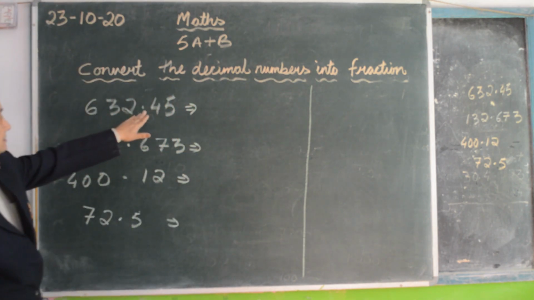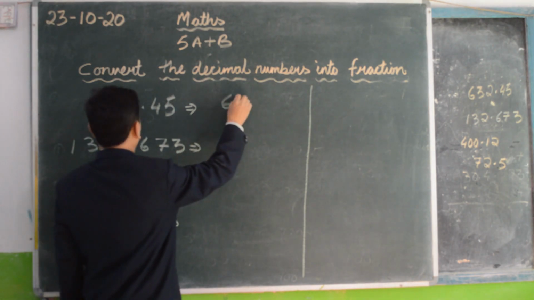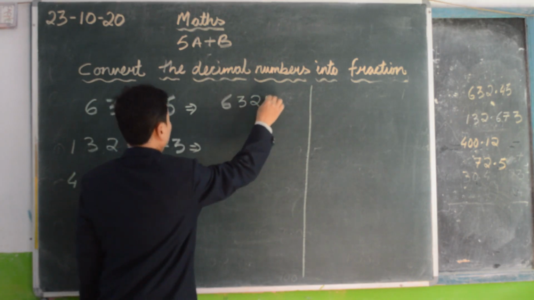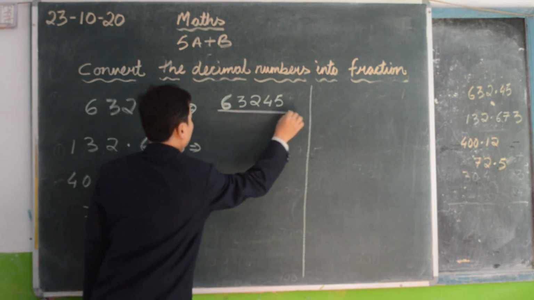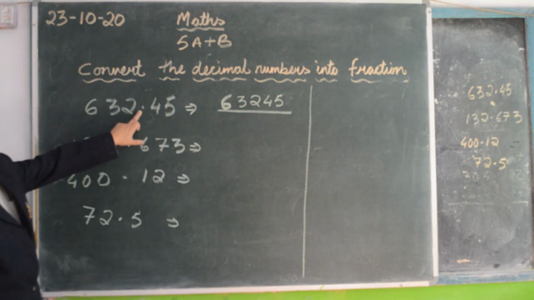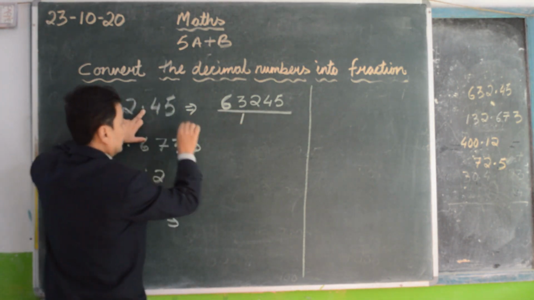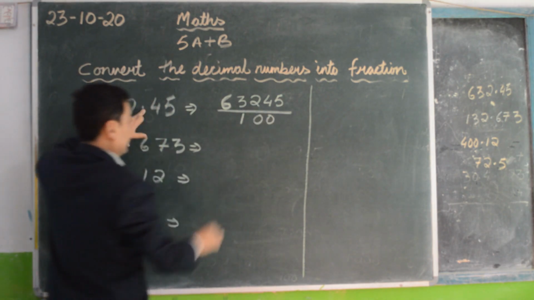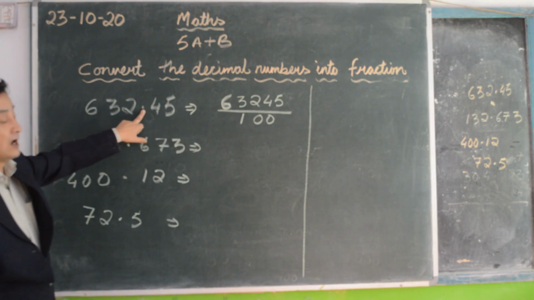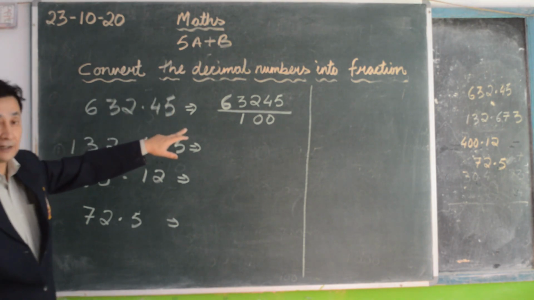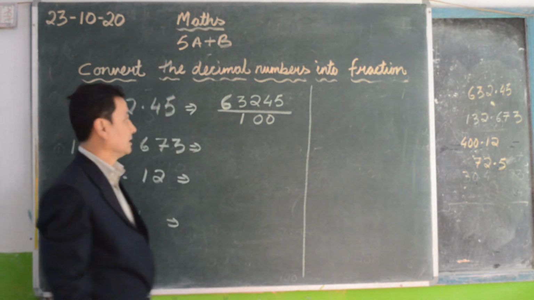So without looking at the point, just write 6, 3, 2, 4, 5. Do not put a decimal point. Upon, put your finger on the point, pointing into 1, and after the point, how many numbers? 2 numbers. Okay? So 63,245 hundredths. So that's how we read that number. Now this is an improper fraction. Let's convert that into a mixed number.